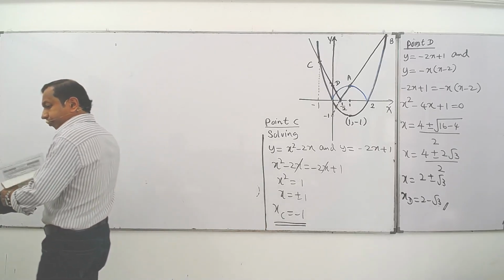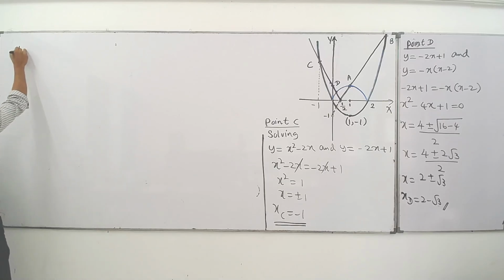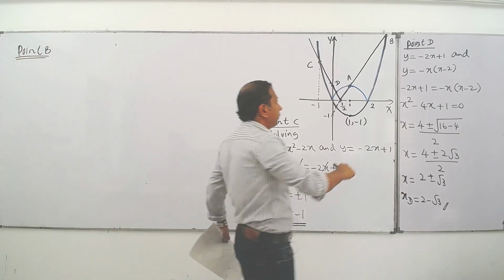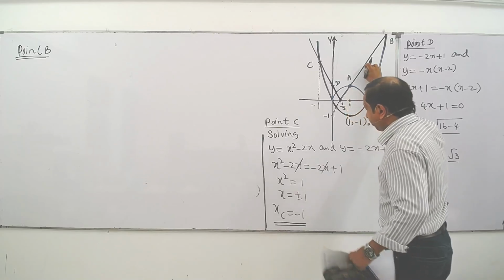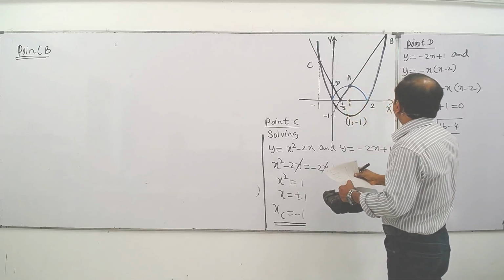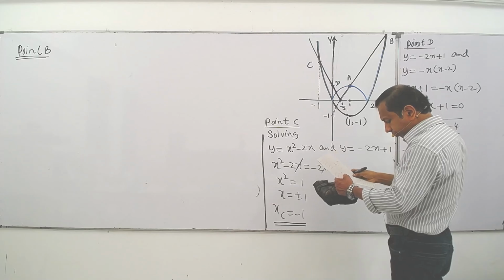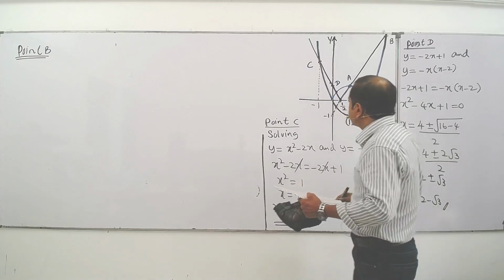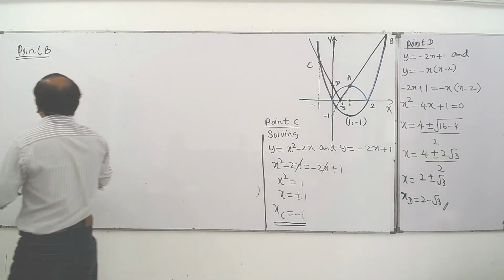Point B. Point B is the intersection of this line, 2x plus 1, and the black graph. Both have the same equation, x squared minus 2x. Right. We can solve it.